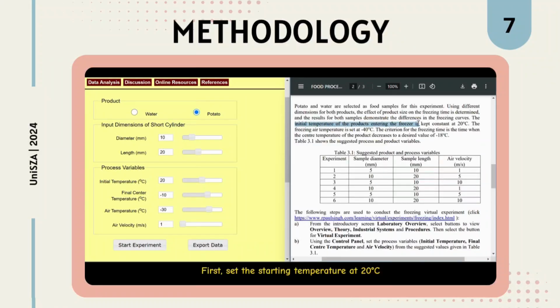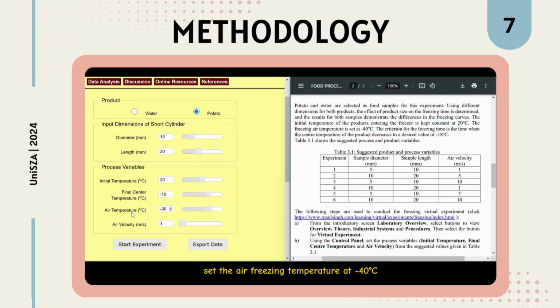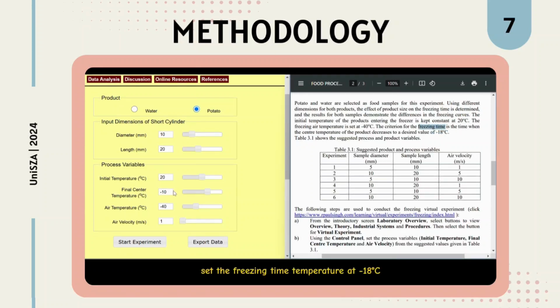First, set the starting temperature of the product to 20 degrees Celsius. Next, set the freezing air temperature to -40 degrees Celsius. And set the freezing temperature at -18 degrees Celsius.